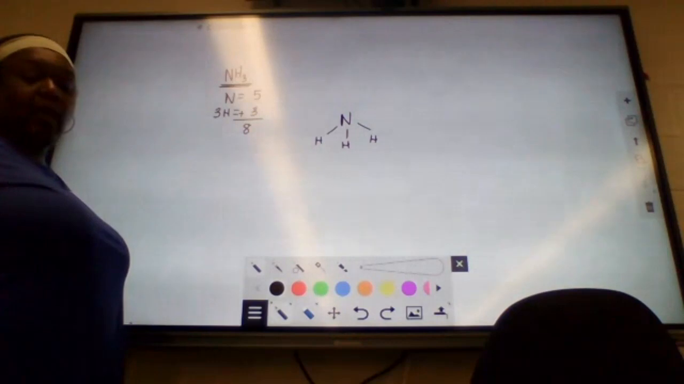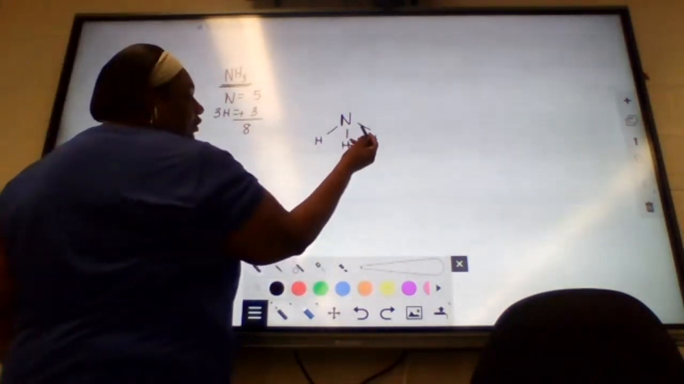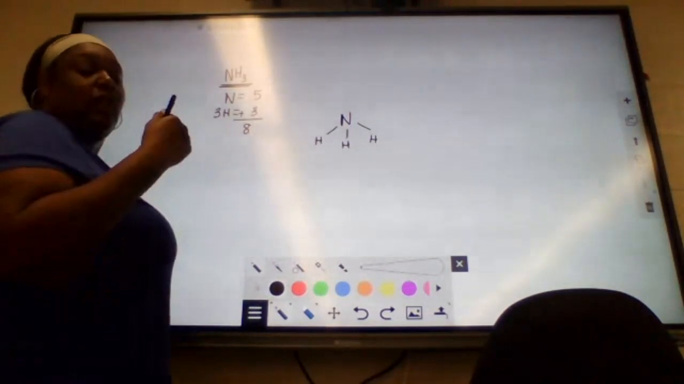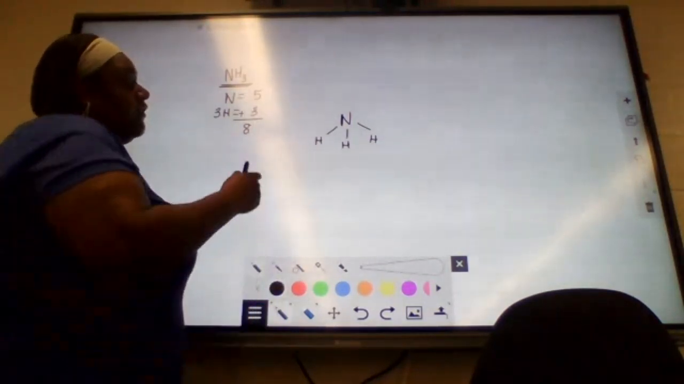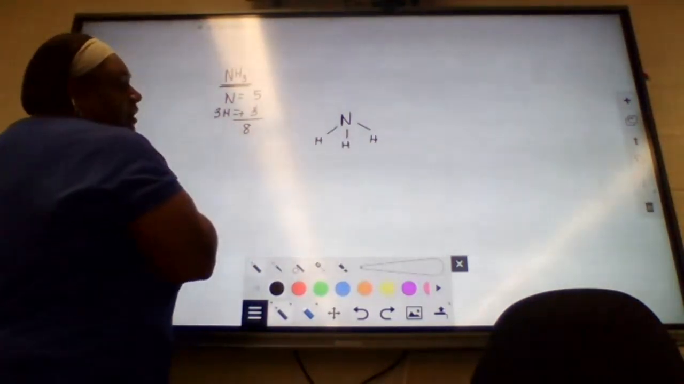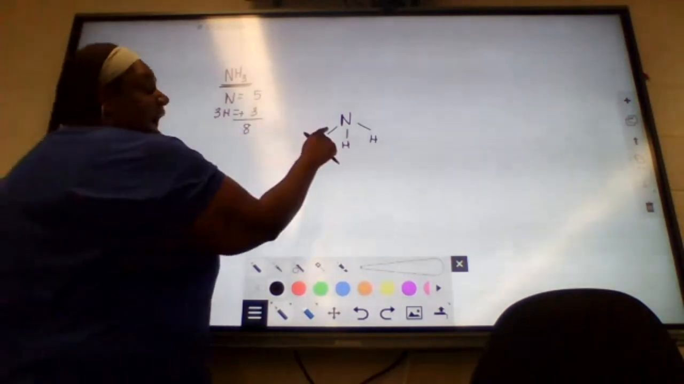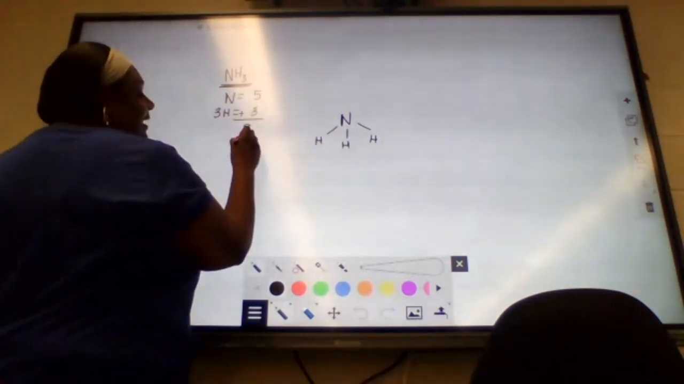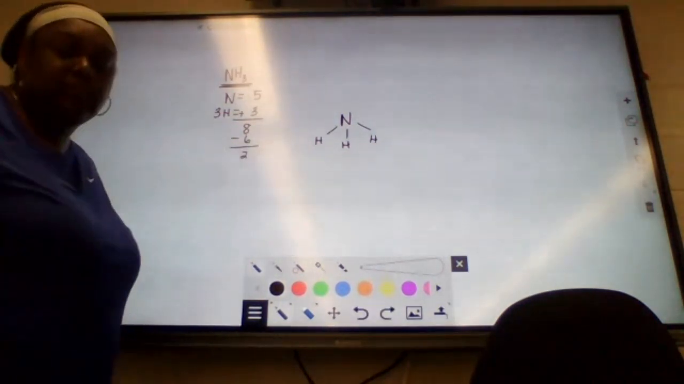All right, now you will notice that when I connected these hydrogens to that nitrogen, I used lines. Those lines, again, are showing that I'm sharing electrons. And so for every line, that means I'm sharing 2 electrons. So from my pool of 8 electrons, I've already used 6 by the 3 lines that I drew.